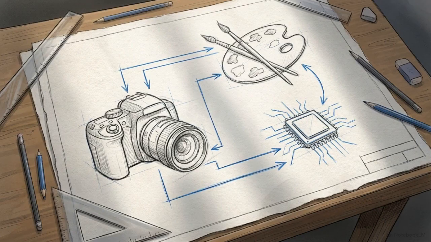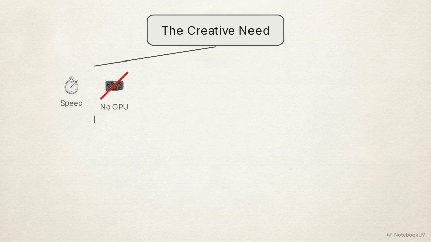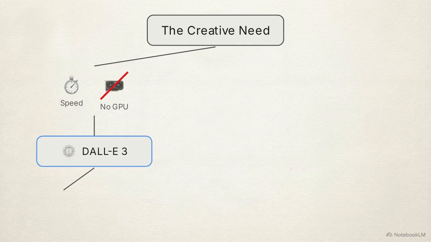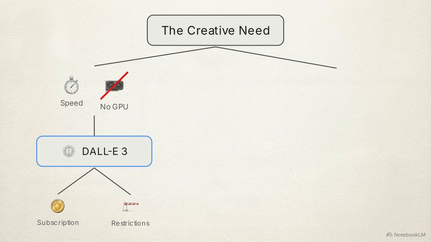Choosing between these systems requires mapping the tools directly to your operational profile. Looking at this decision tree, if your priority is speed, you lack a dedicated GPU, and you need high-fidelity concept art with zero setup, you follow the path to DALL-E. The trade-off is accepting the perpetual subscription fee and operating within OpenAI's strict content boundaries.